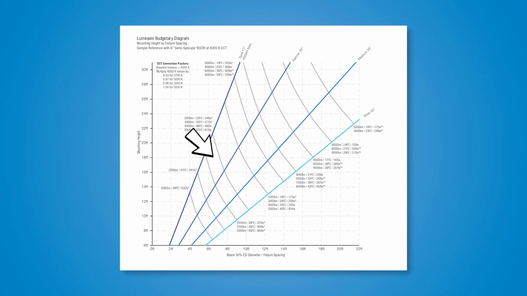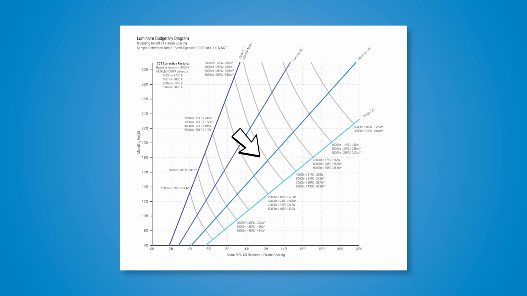If we move across the x-axis to the line showing the narrow beam angle, we're somewhat in the middle of the gray lines, so we would slide across to see the next gray line. Once we go down the y-axis, we can see that if we have 9-foot spacing with a narrow beam angle, we can achieve 16, 24, 32, or 40 foot candles.